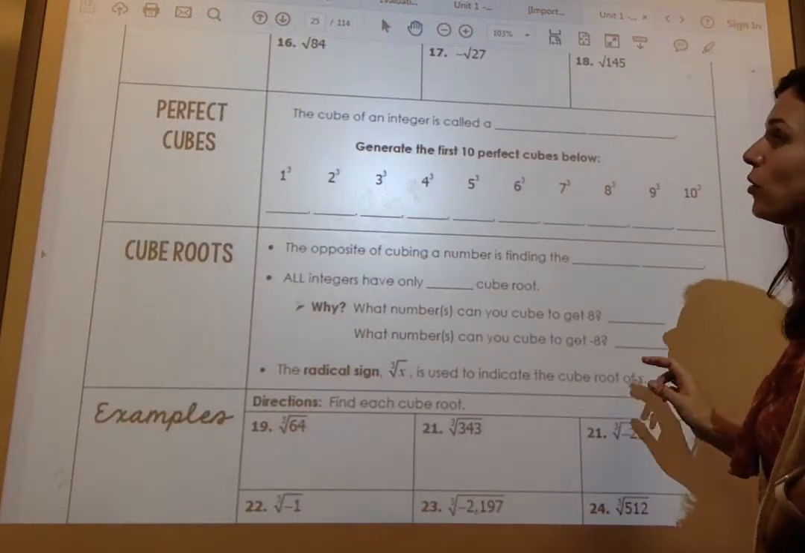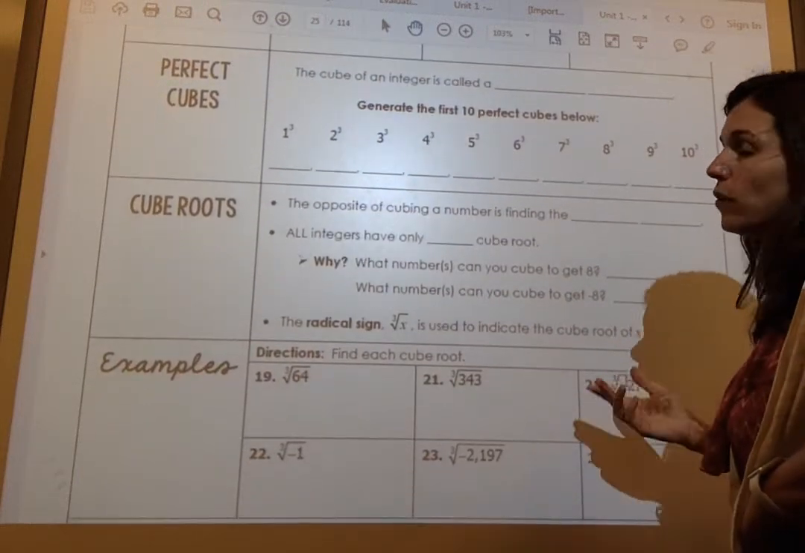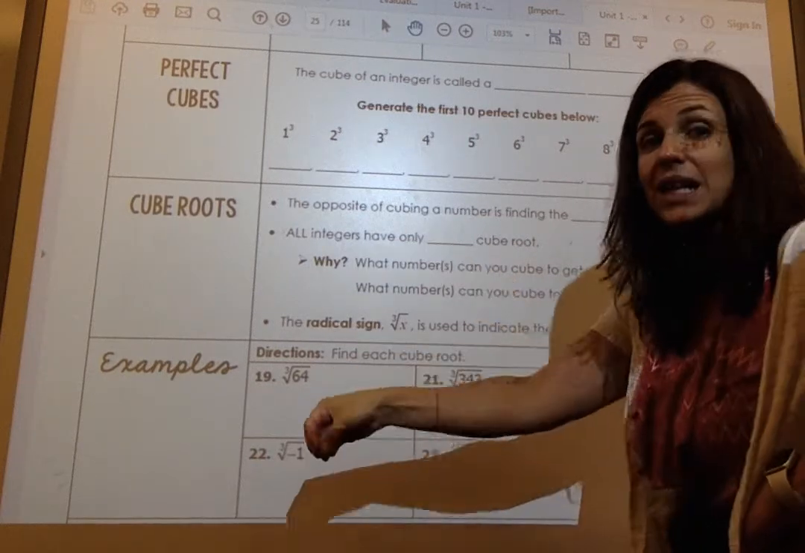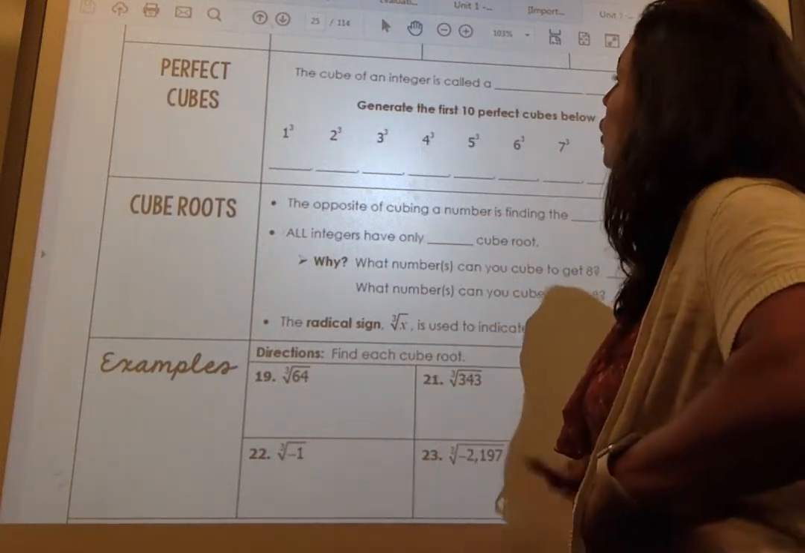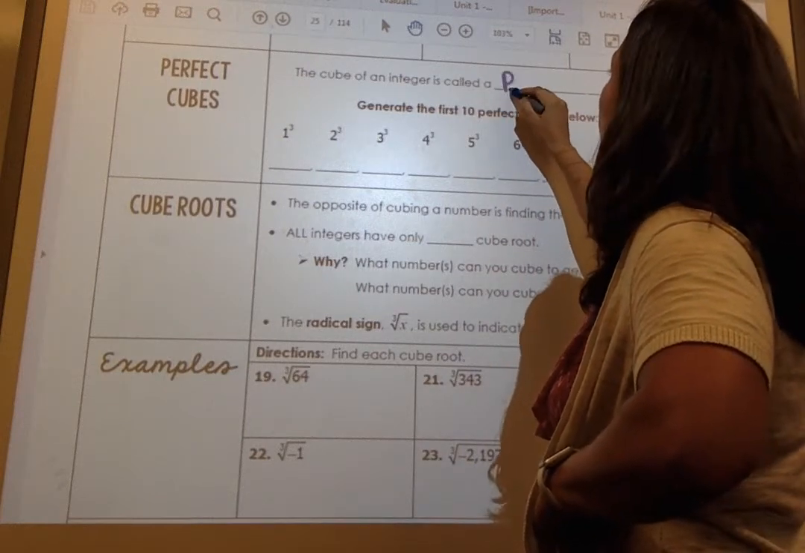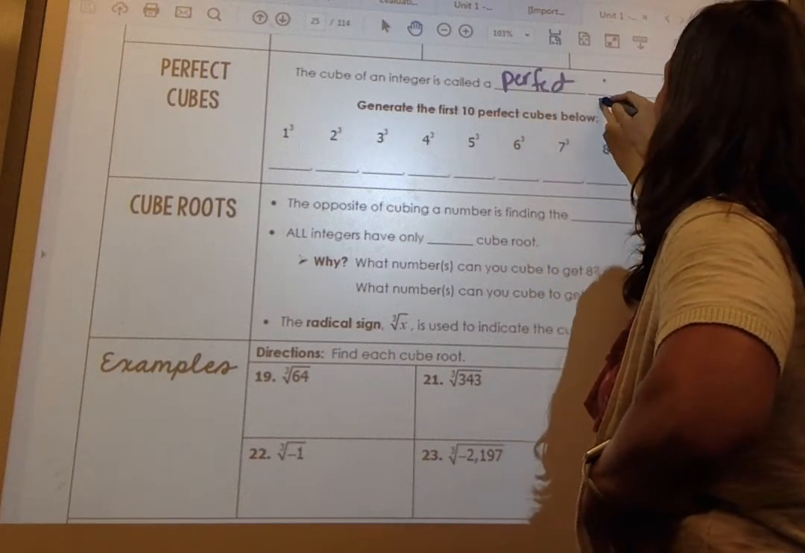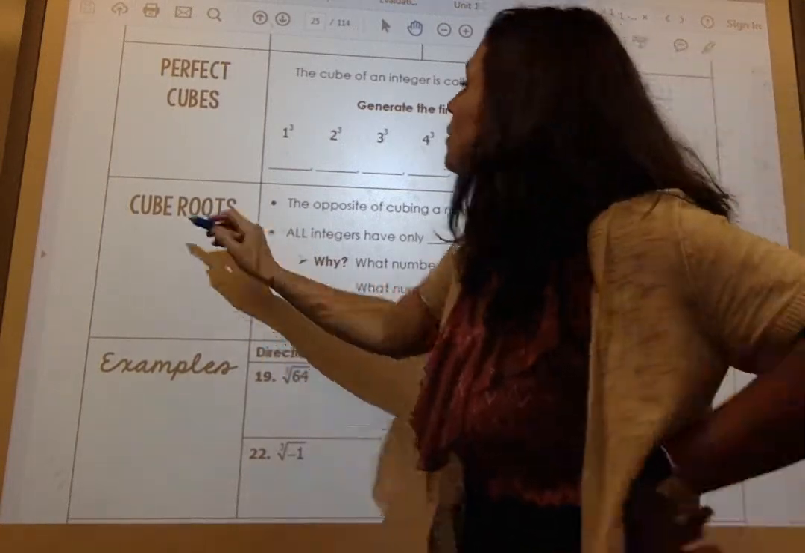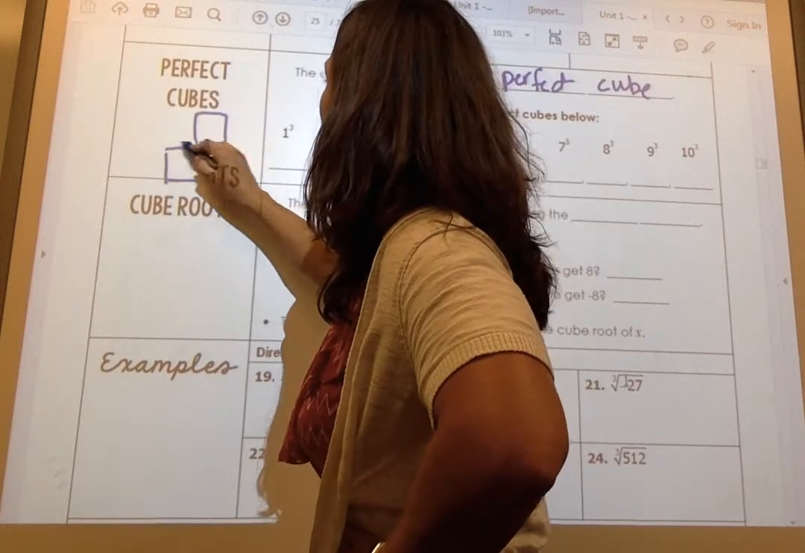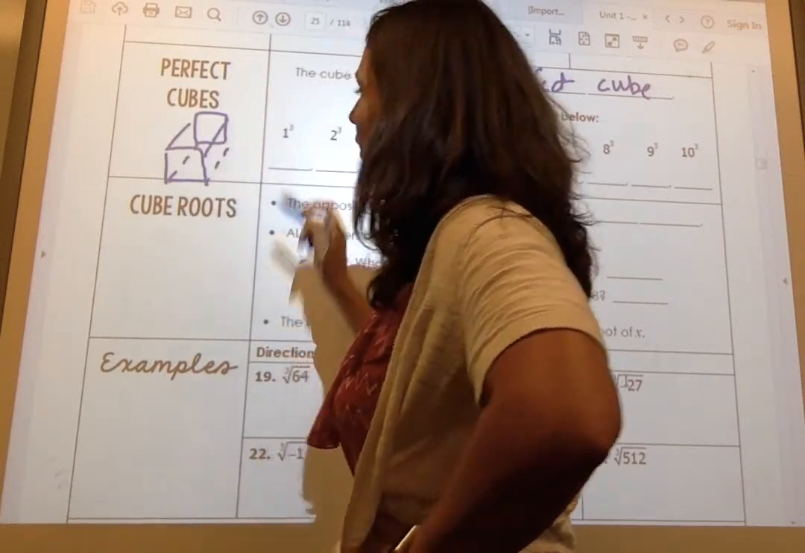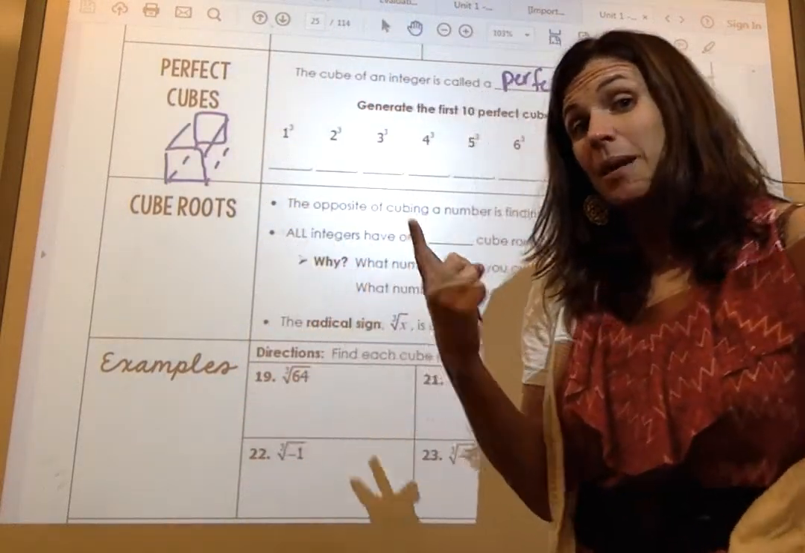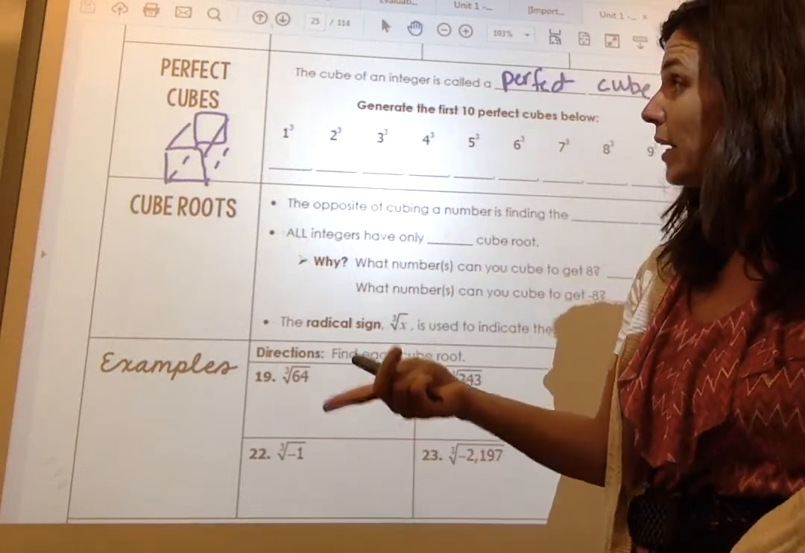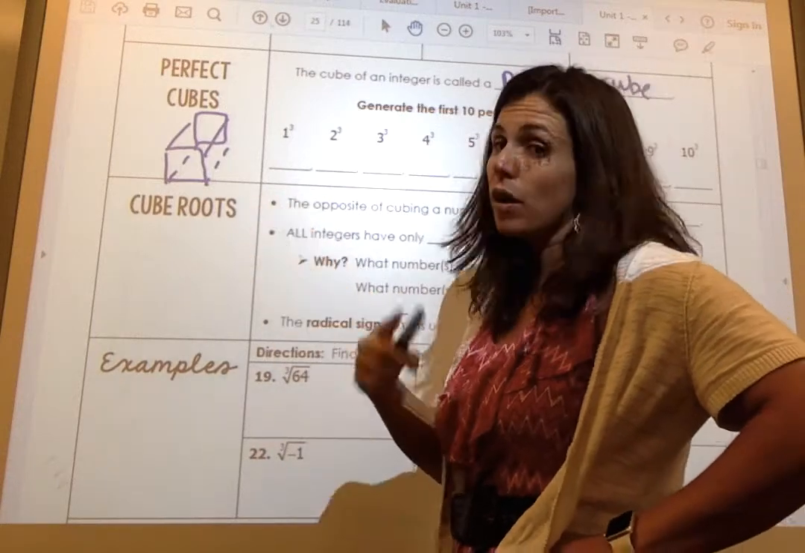Now we get to perfect cubes. Well, perfect cubes are kind of like perfect squares in that it's a number that can be repeated to give me a product. So the cube of an integer is called a perfect cube. And when you think about a perfect cube, it always makes you imagine, well, we have a cube. So if I have a cube here, what do I know about a cube? Well, I know a cube has the same length, width, and height. So a perfect cube, all the dimensions are the same.